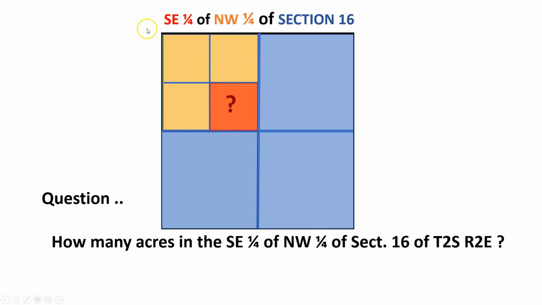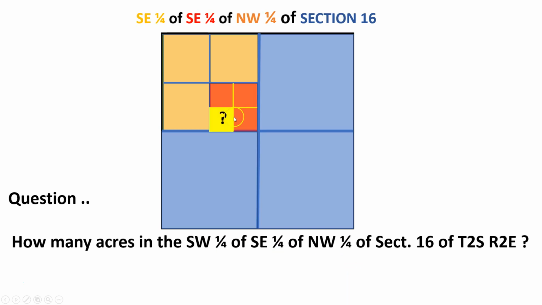If we wanted to see now how many acres are in a quarter of a section, in other words the southeast quarter of the northwest quarter, we divide it by 4 again. So 640 divided by 4 and divided by 4 will give us 40 acres, and we keep on doing that until we get down to whatever size we are talking about.